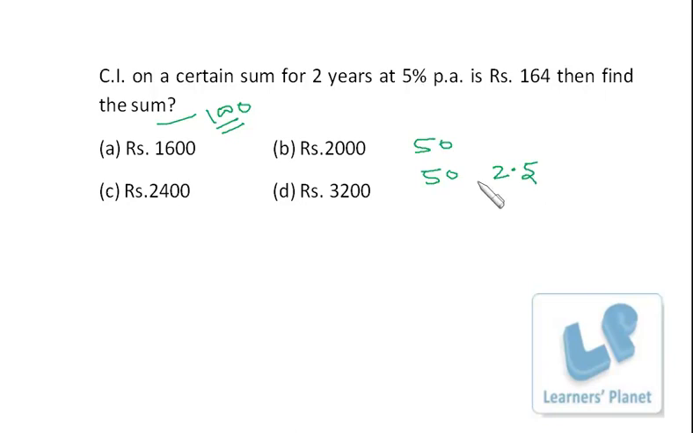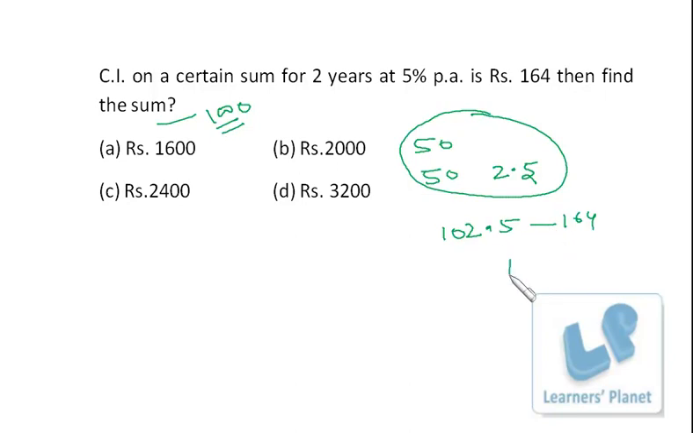So this is actually compound interest, right? So that is 102.5 rupees, and that is 164. Okay, because we have been given the compound interest to be 164. So 102.5 is 164, then what is 1000 rupees? So it is 164 into 1000 by 102.5. Okay, so it can be calculated very easily. It is 1600 rupees. Pretty simple. Do we need any formula? No.